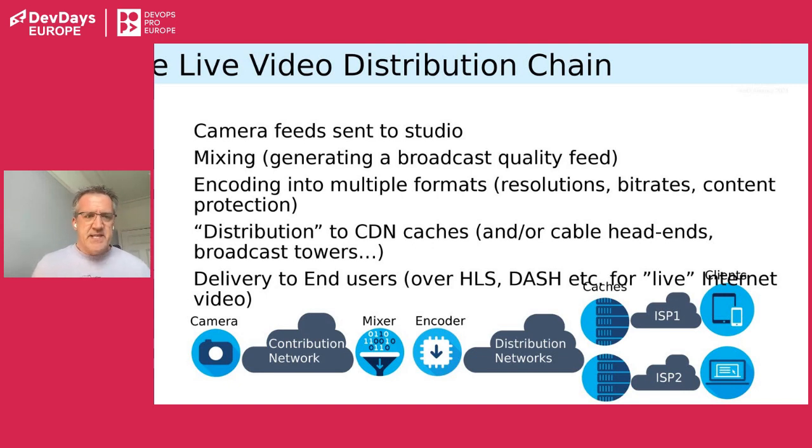Now that's something like 12 gigabits per second, and clearly I'm not going to stream 12 gigabits per second to my television. So what you're going to do is encode into multiple formats in terms of the resolution, in terms of the bit rate. You're going to add on content protection. And finally, then you'll distribute out to CDN caches in the over-the-top case. But equally, it could be cable head ends, IPTV head ends, broadcast towers, satellite networks, etc. And then finally, those platforms will deliver to the end users using different technologies. And in the over-the-top case, it'll be HTTP based today, so HLS, Dash, etc.